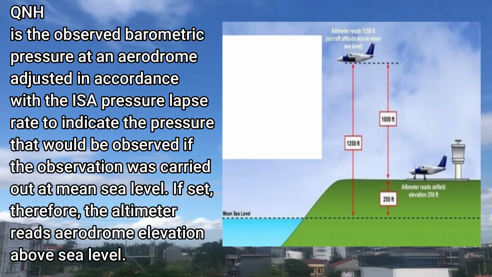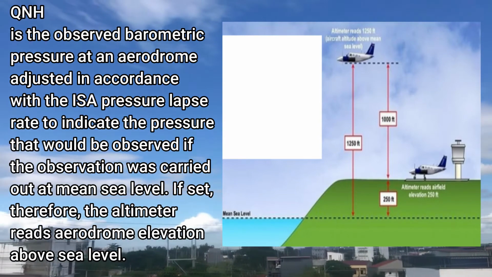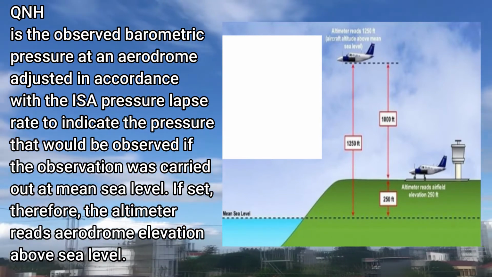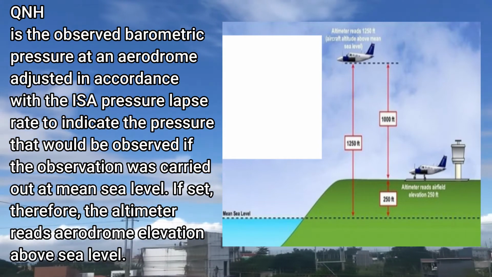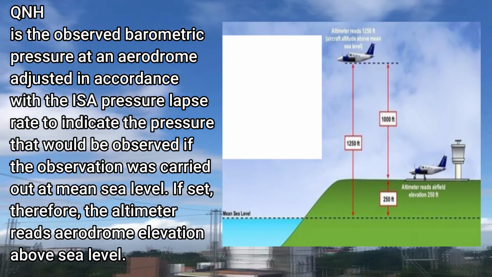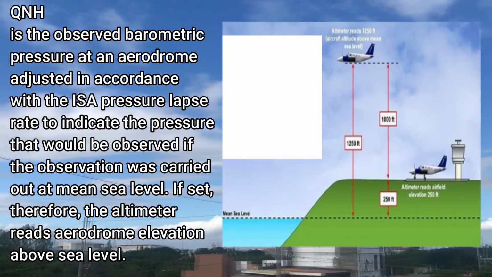QNH is the observed barometric pressure at an aerodrome adjusted in accordance with the ISA pressure lapse rate to indicate the pressure that will be observed if the observation was carried out at mean sea level. If set, therefore, the altimeter reads aerodrome elevation above sea level.